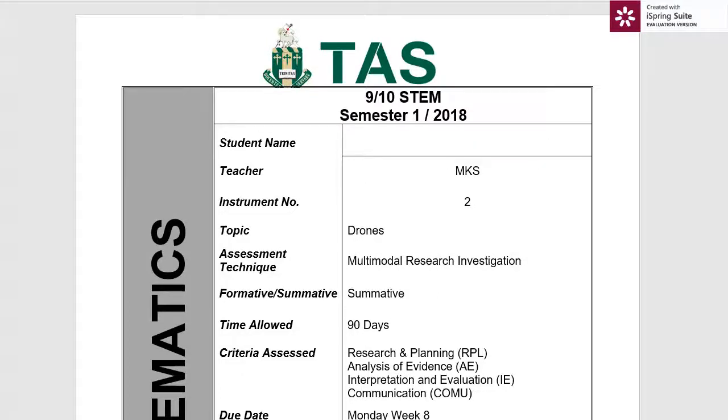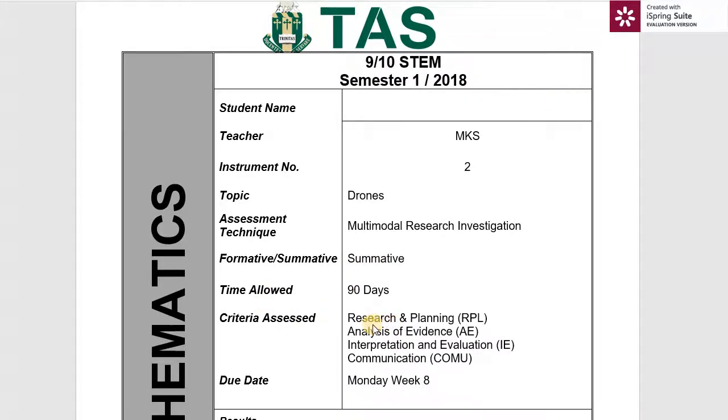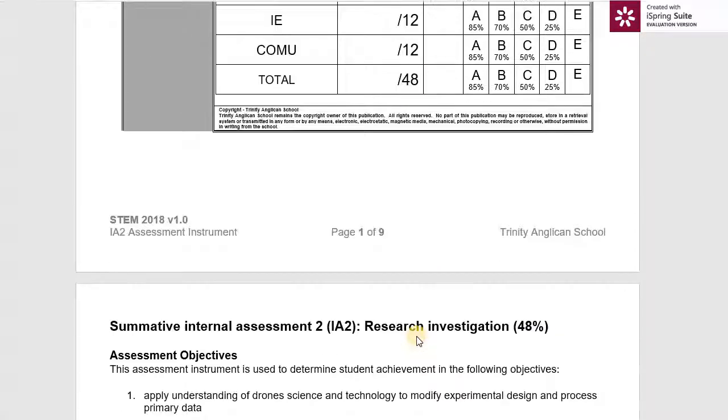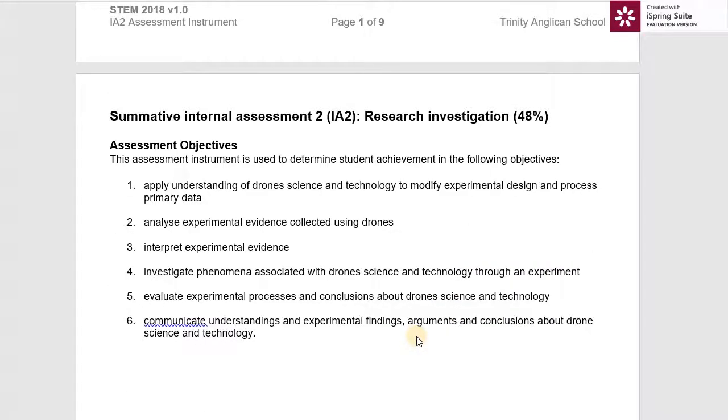Okay guys, so today we're going to take a look at our next assessment in STEM, assessment item number 2, which is a multimodal research investigation. It is a summative assessment. You'll have 90 days and we're looking at these following criteria: research and planning, analysis of evidence, interpretation and evaluation, as well as communication, and this will be due in week 8. So this is our summative internal assessment 2, IA2, and it's a research investigation worth 48% of your total grade.